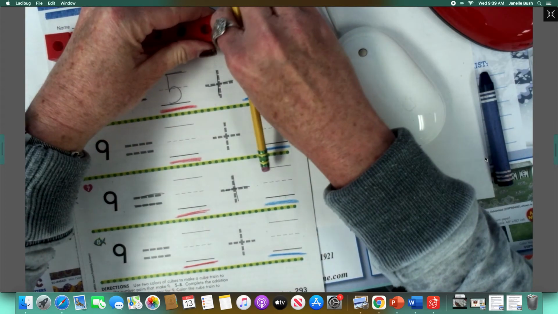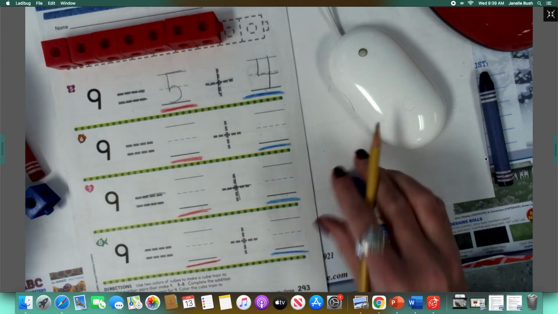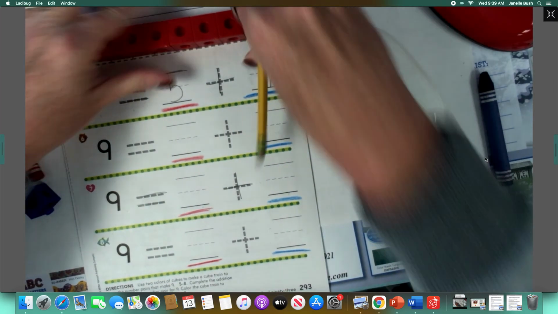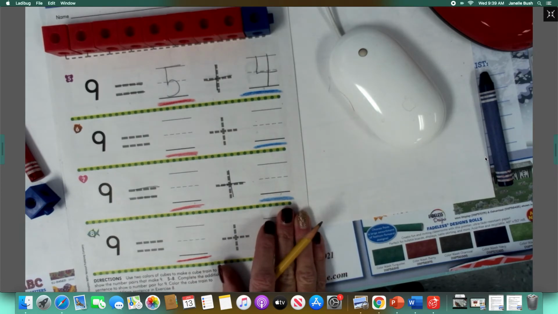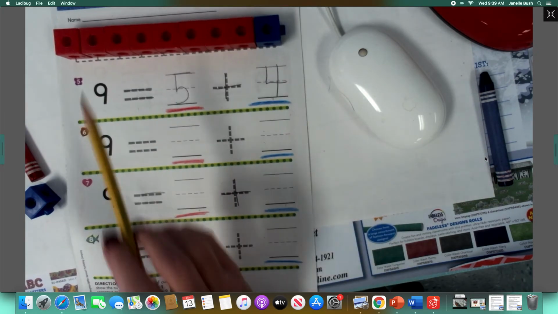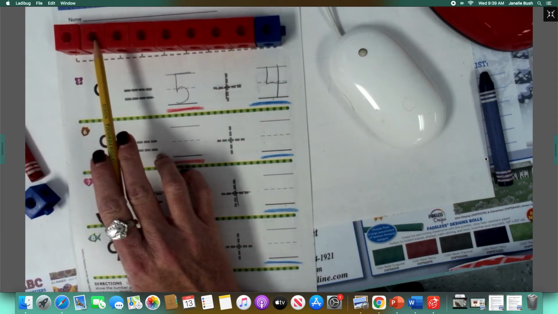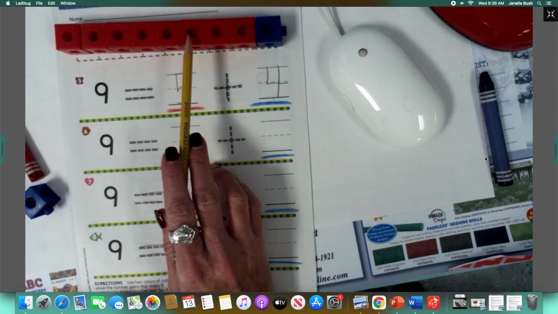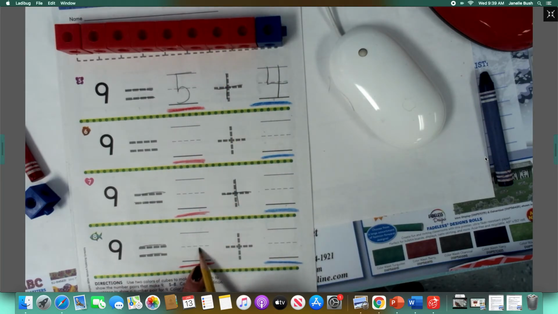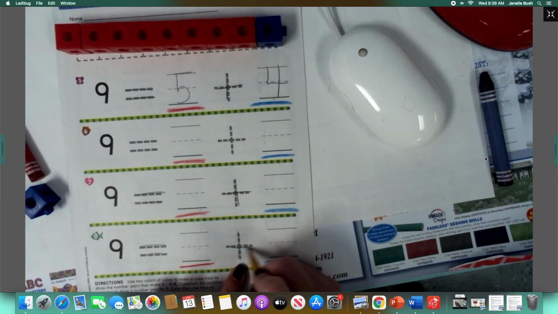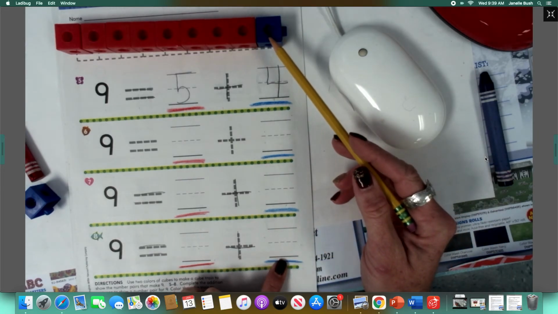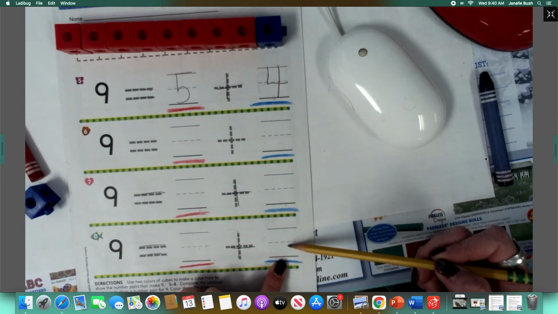All right, now it's time for number 8. And if I'm going a little bit too fast for you, you can pause in between each problem. All right, now here is number 8. 9 equals. First you're going to count your red cubes. Ready, set, count. Okay, so write that number in the first blank. Trace your plus. Now this blank is going to be the number of blue. How many blue? Write that number here.